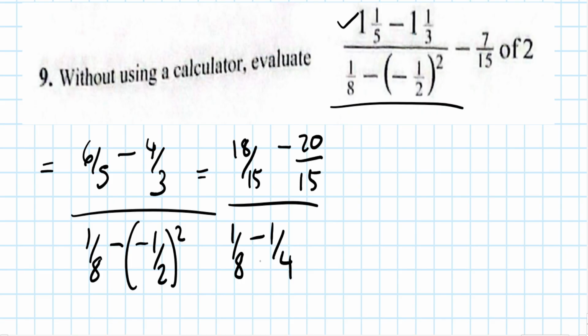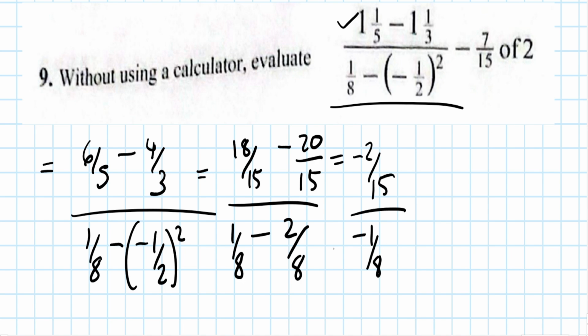1 over 8 minus a quarter, just times 2 here, times 2, so that the denominators become the same. So this is going to give you 2 over 8. So 18 minus 20 over 15 is negative 2 over 15 all over negative 1 over 8. And then we have minus 7 over 15 of 2. So 7 over, we're supposed to start with the off, but now there's no problem. And nothing has been lost. So 7 over 15 of 2 is supposed to be 7 over 15 times 2, which is 14 over 15.